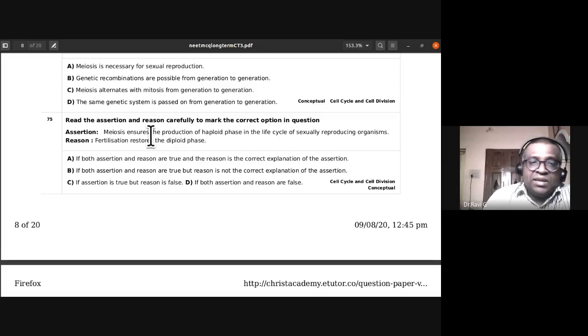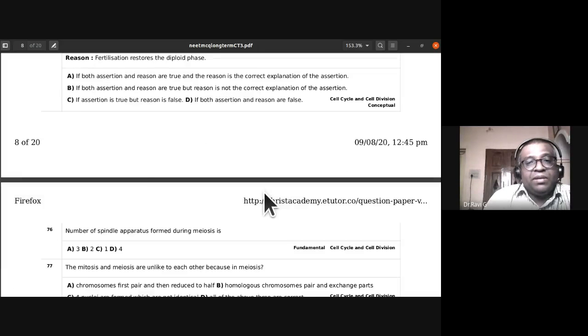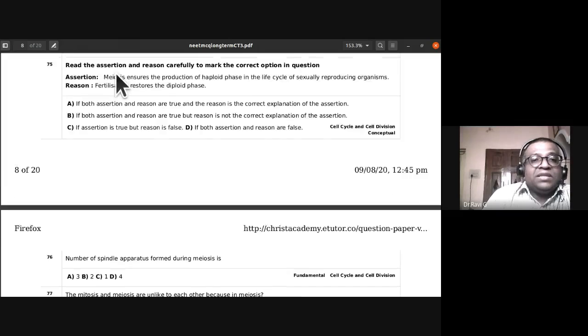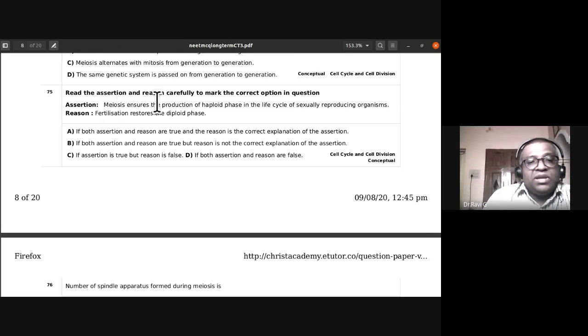meiosis ensures haploidy, the gametes formed are haploid and the diploid phases are restored, and they help in maintaining a constant diploidy in all organisms, then that would be the reason. But here, both statements are correct, but the reason is not the correct explanation of the assertion.